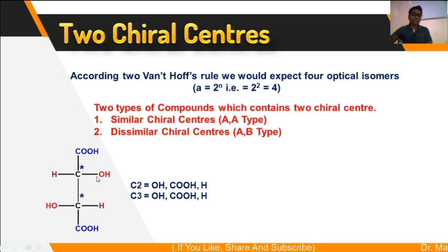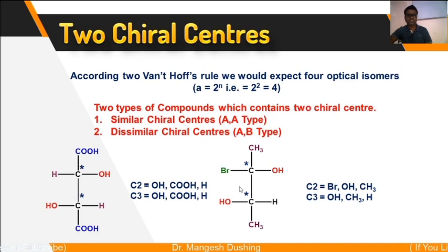Since this compound contains two chiral centers, if you give the numbering carbon number 1, 2, 3 and 4, carbon number 2 and carbon number 3 are the chiral centers, and each carbon contains OH, COOH and H. Here also the same OH, COOH and H. So both the chiral centers contain the same atoms or groups of atoms. So this type of compound is called similar chiral centers, that is AA type.